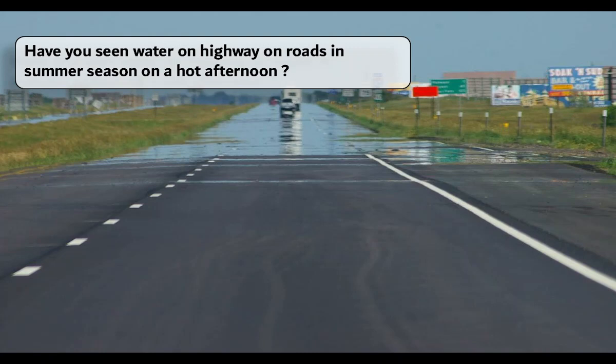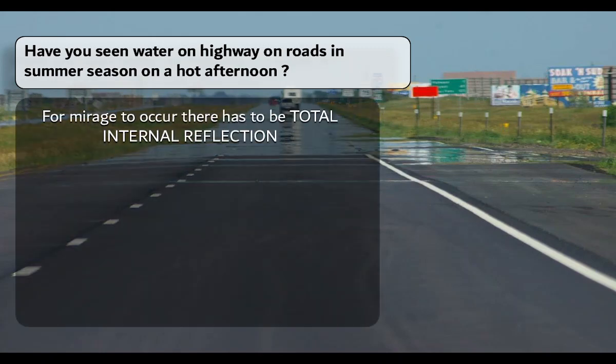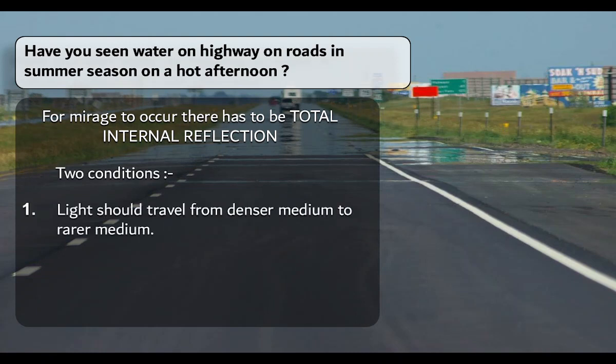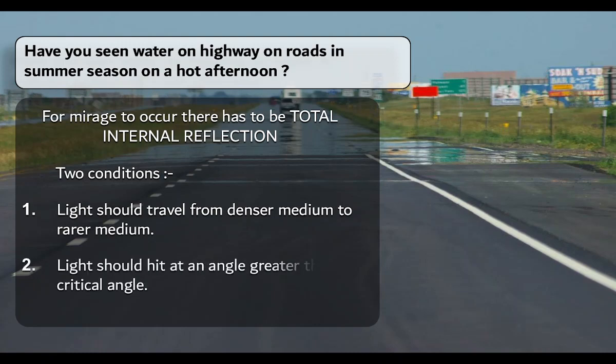On highways के ऊपर हमें summer season में ये सीन जरूर देखने को मिलता है कि हमें महसूस होता है कि somewhere water is spread on the ground. So for mirage to occur, there has to be total internal reflection. Two conditions are required to be fulfilled. One is light should travel from denser medium to rarer medium, and secondly, light should hit at an angle greater than critical angle. अगर critical angle से angle greater होगा, then only total internal reflection is possible. Otherwise, no possibility of this. Right?